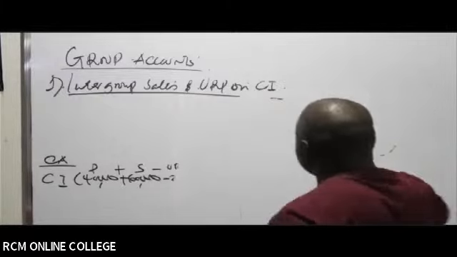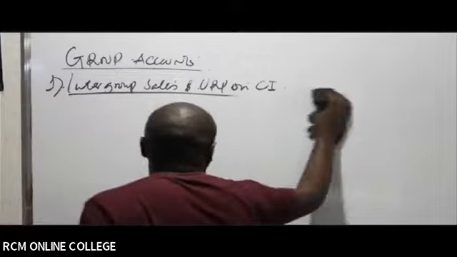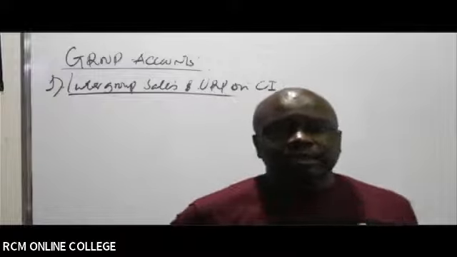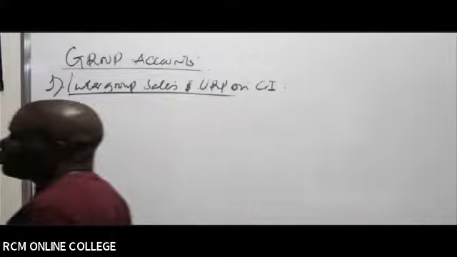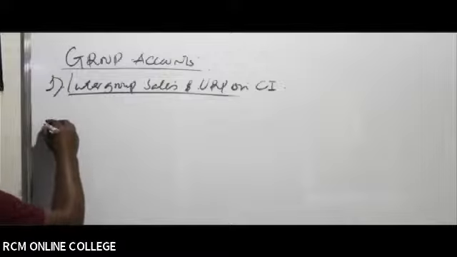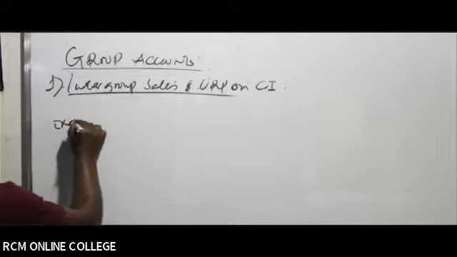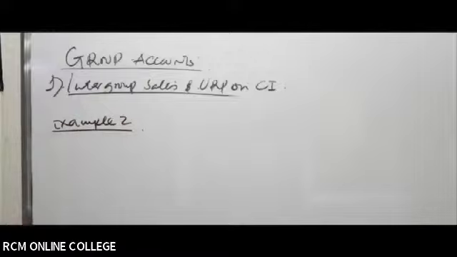I want us to look at another example. Sometimes you can be given the markup and you're supposed to convert it to the margin, because when calculating the unrealized profit, you utilize the margin on the selling price of the goods to the other entity. So there's another example, example 2. We already looked at example 1. So you can write example 2.